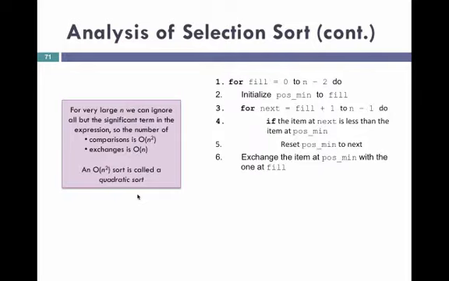For a very large array, we can ignore all but the significant terms in the expression. So the number of comparisons is order n squared. The exchanges are order n. So it's an order n squared sort, and it's called a quadratic sort. Quadratic is the indication of the cost of the sort. So selection sort is easy to understand and implement. It's order n squared cost.